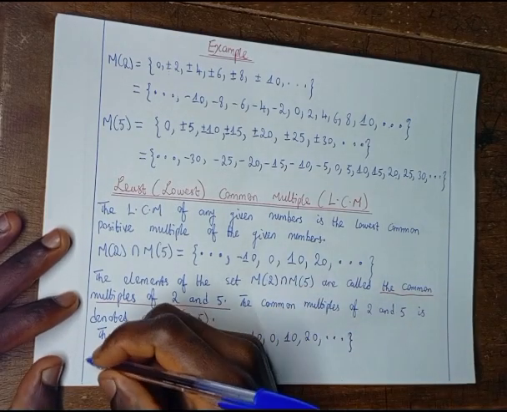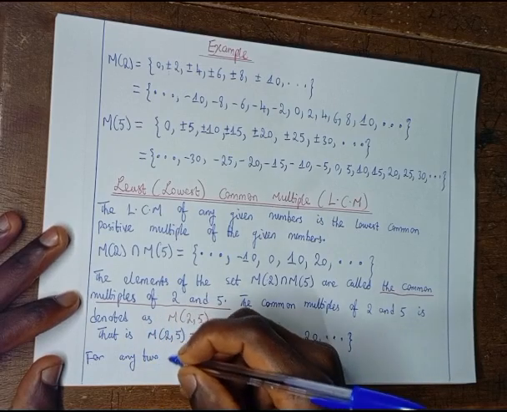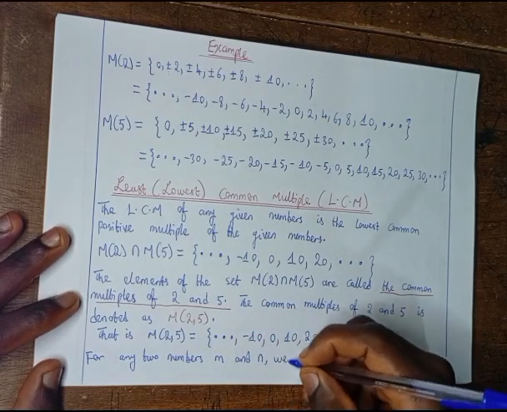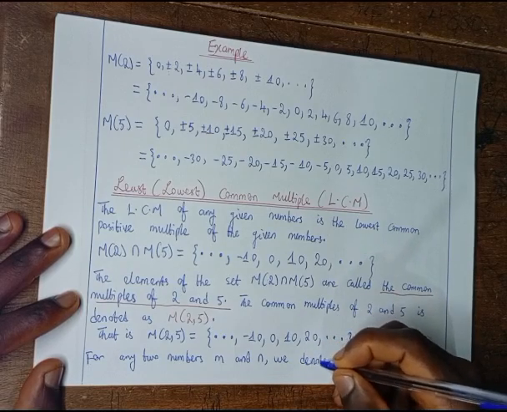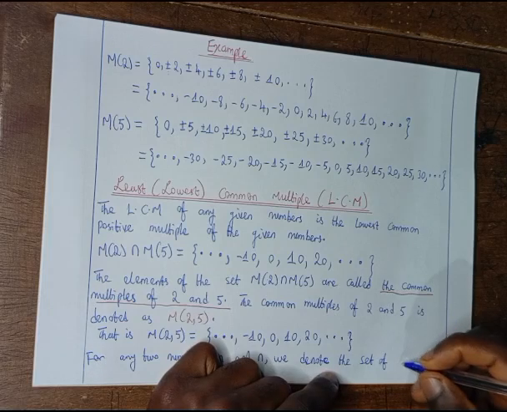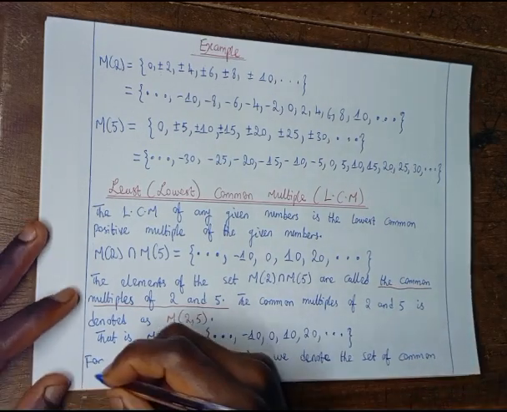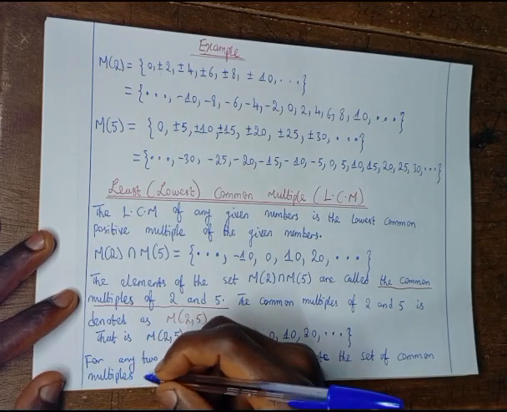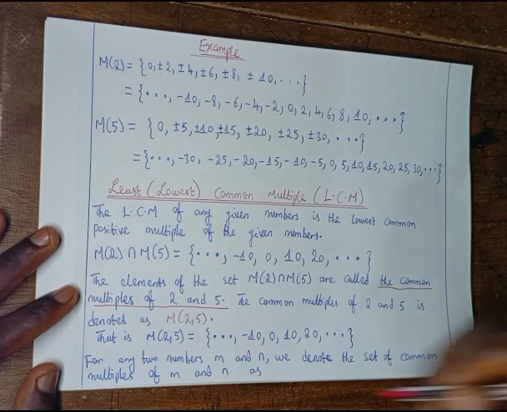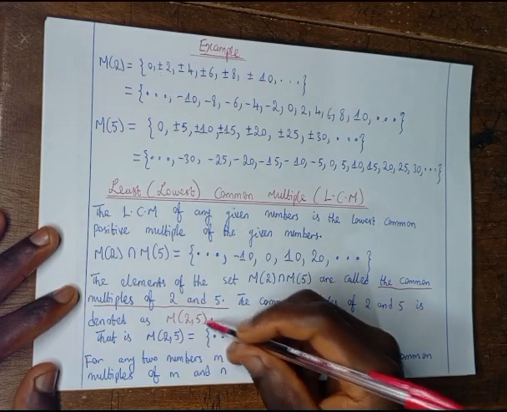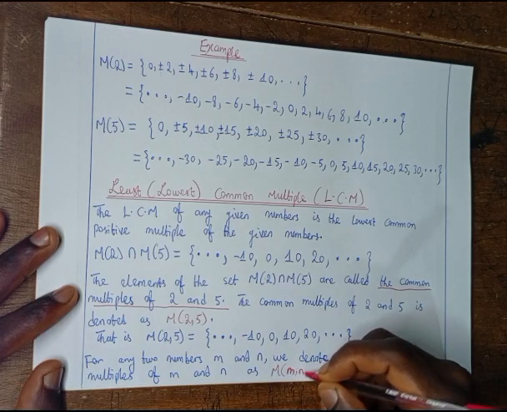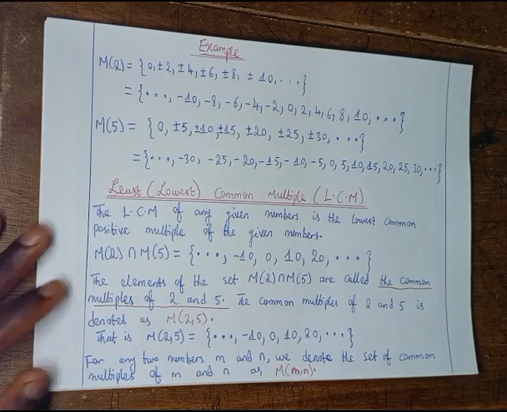For any two numbers M and N, we denote the set of common multiples of M and N as, this is how we denote the set of common multiples of M and N. You can see here, in this case M is 2, N is 5, denote it as M of M, N. This is how we denote the set of common multiples of any two numbers M and N.